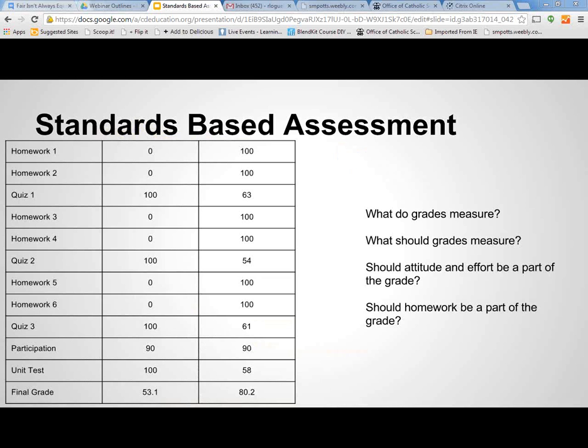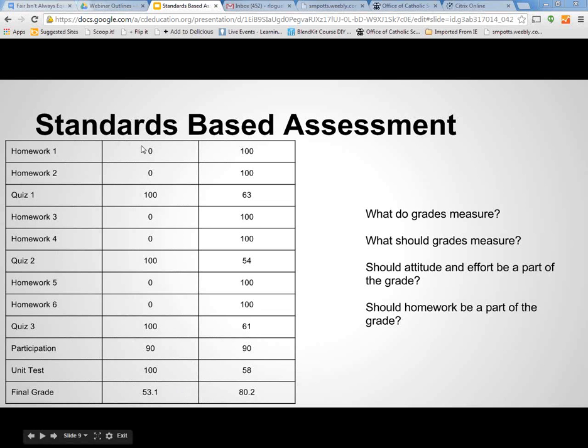Now, I've done this piece a number of times in the past. I debated doing a quiz here and asking you what grade each of these students should get, whether it's this first student over here or this student over here. When we look at the final grade down here at the bottom, what do these grades measure? Do they measure what each of these individual students know?